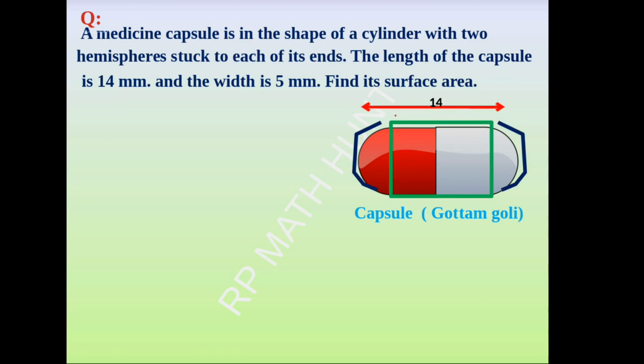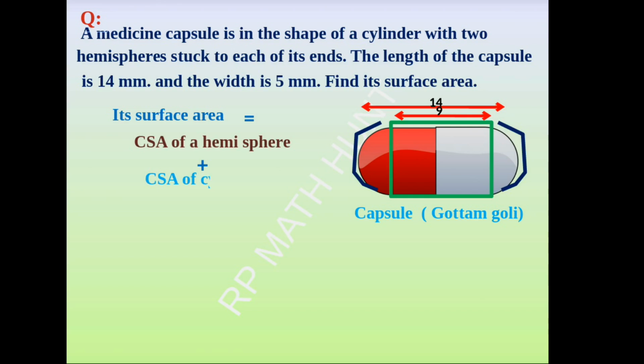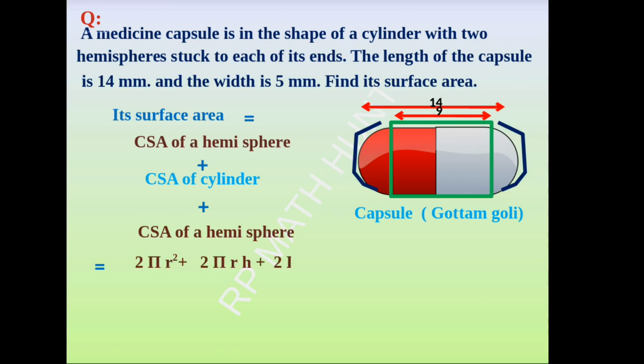Its surface area is equal to CSA of hemisphere plus CSA of cylinder plus CSA of hemisphere. That is equal to 2 into CSA of hemisphere plus CSA of cylinder. That is 2 pi r square plus 2 pi r h plus 2 pi r square. That is equal to 4 pi r square.